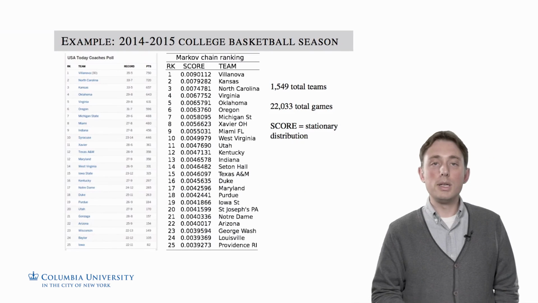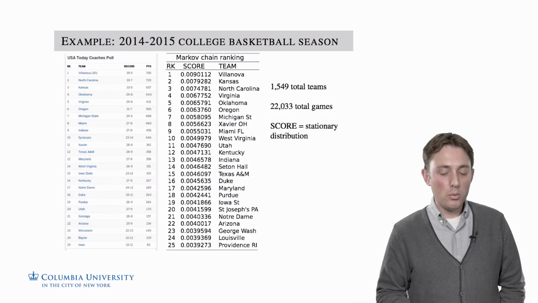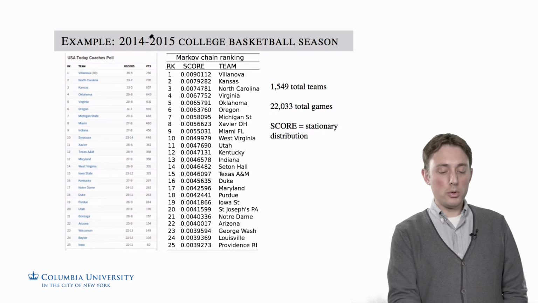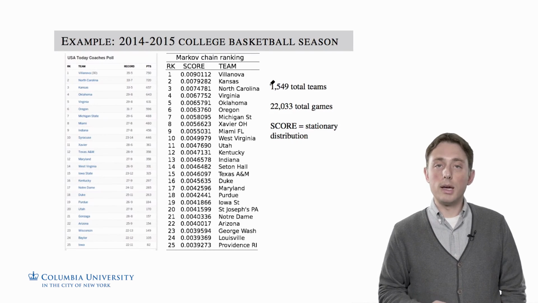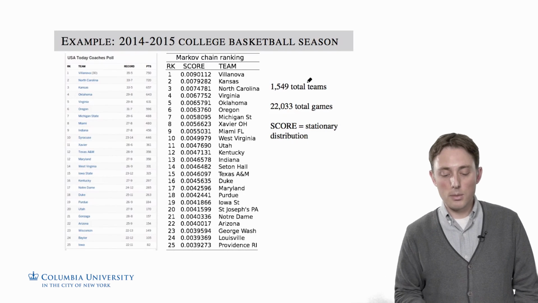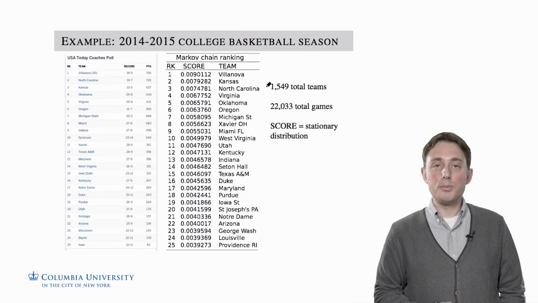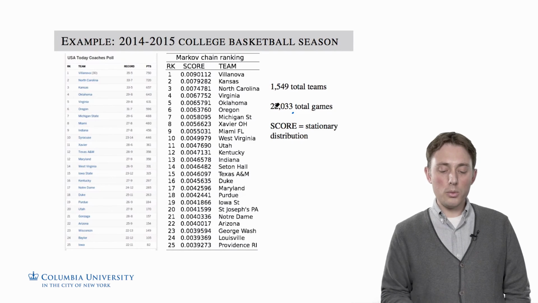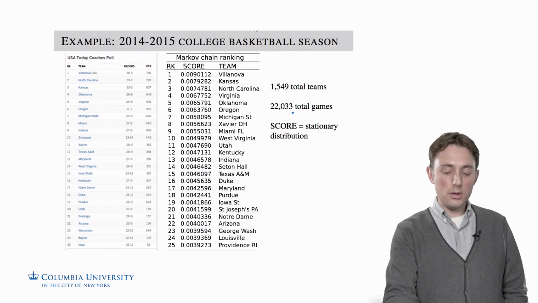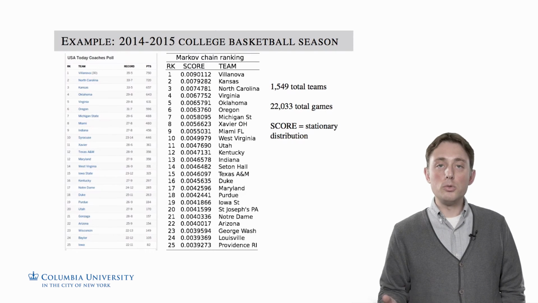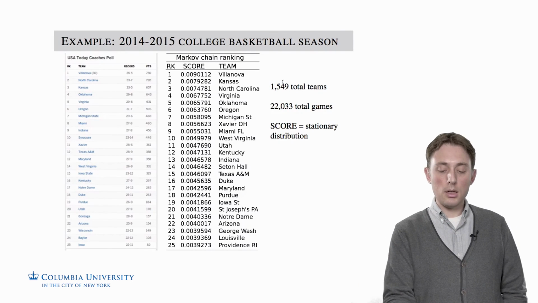So to give you an example of this on real data, what we have here are all of the college basketball games from the 2014 to 2015 season. In total, there were 1,549 teams. So I'm assuming that this is taking into consideration all divisions of basketball. So there are this many different college basketball teams in the data set. In total, there were 22,033 different games that were played between two teams throughout the entire season. So this is the scale of college basketball.